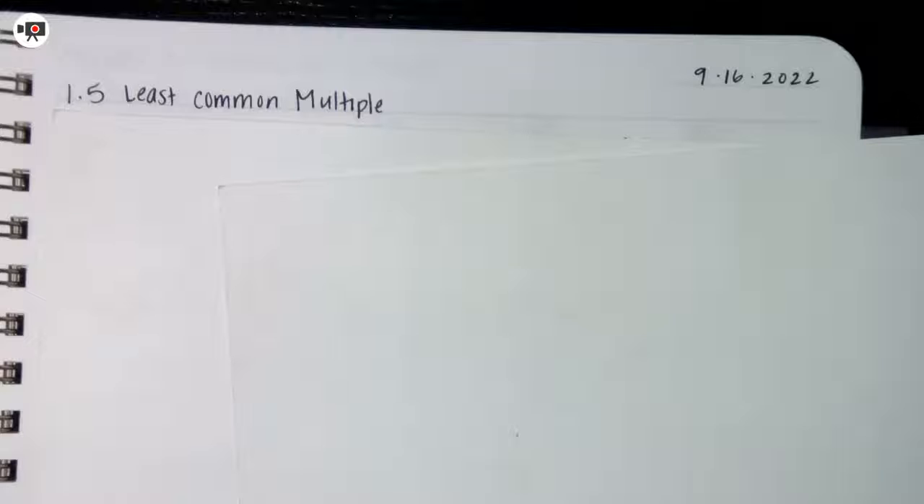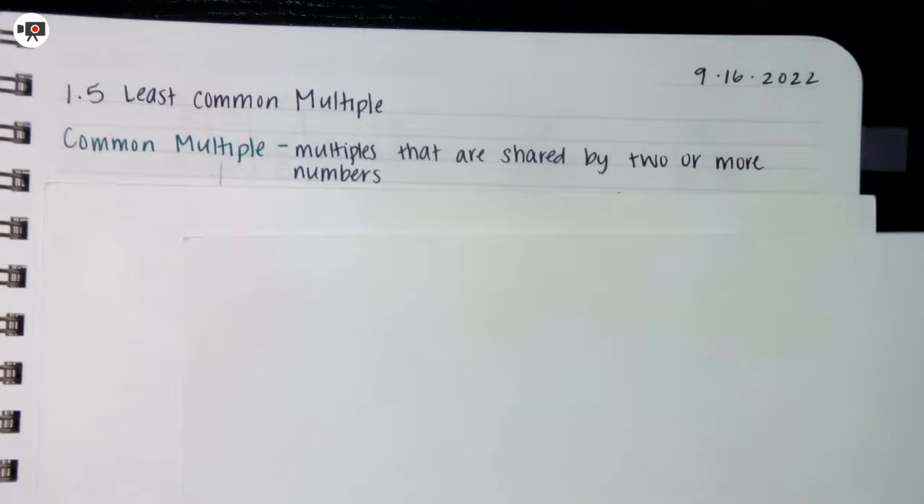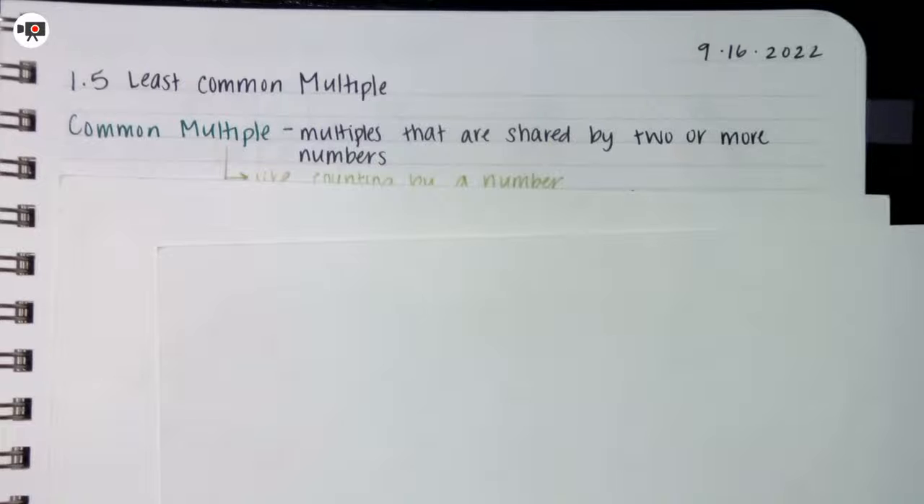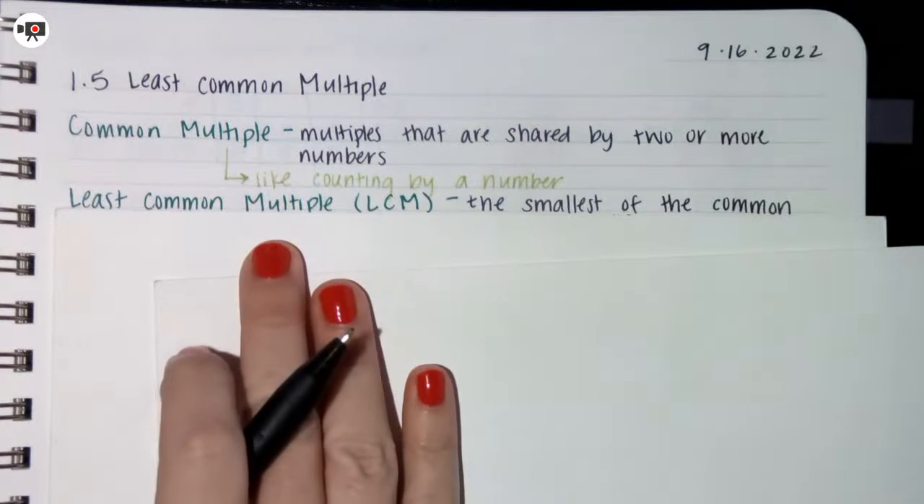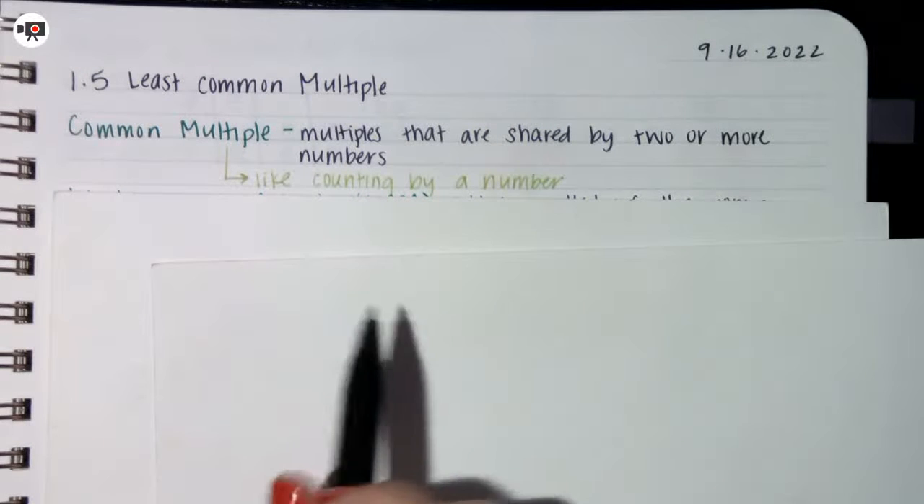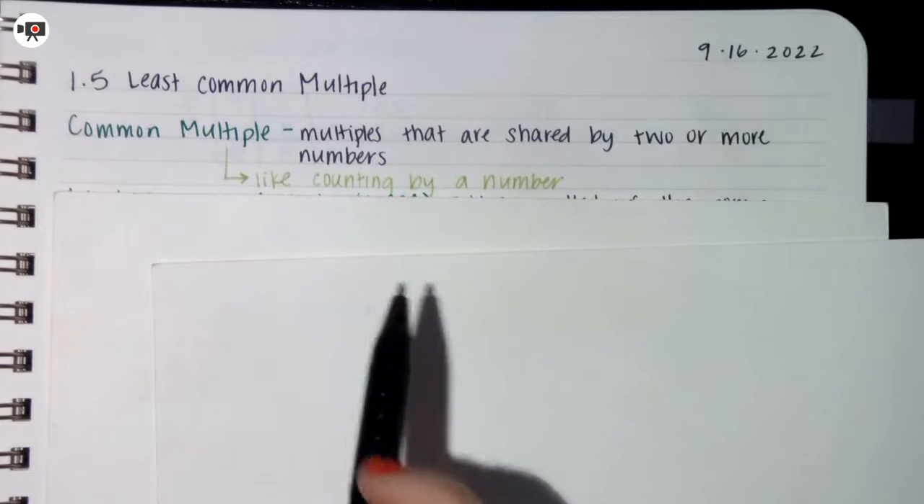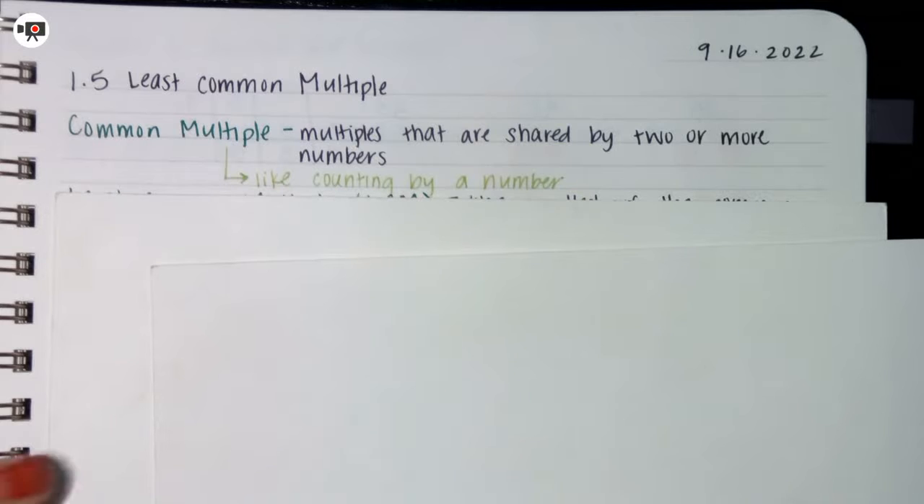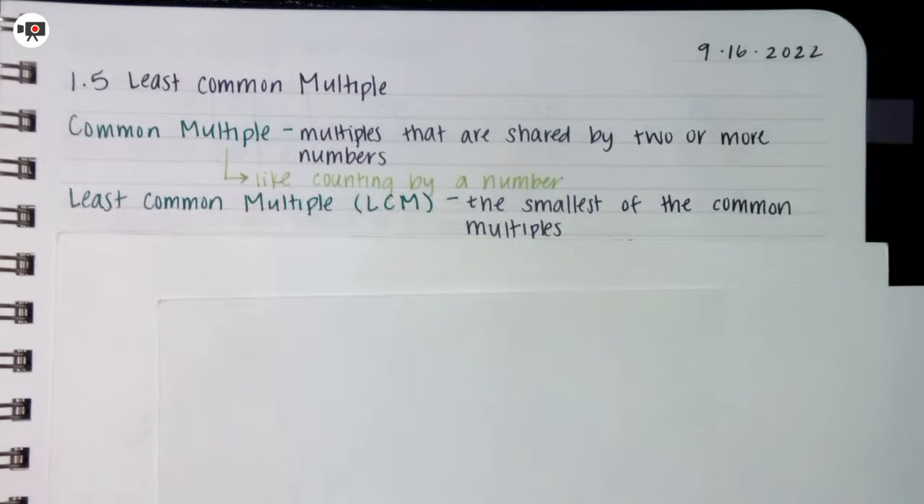This is 1.5, the least common multiple. A common multiple is where we have multiples that are shared by two or more numbers. A multiple would be a number that we could end at by counting by a certain number. The least common multiple is the smallest of those multiples. So the smallest one that two numbers share.